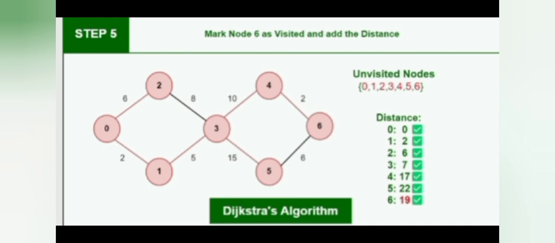Step 5. Again, move forward and check for the adjacent node, which is node 6. So mark it as visited and add up the distance. Now the distance will be 19. So the shortest distance from the source vertex is 19, which is the optimal one.